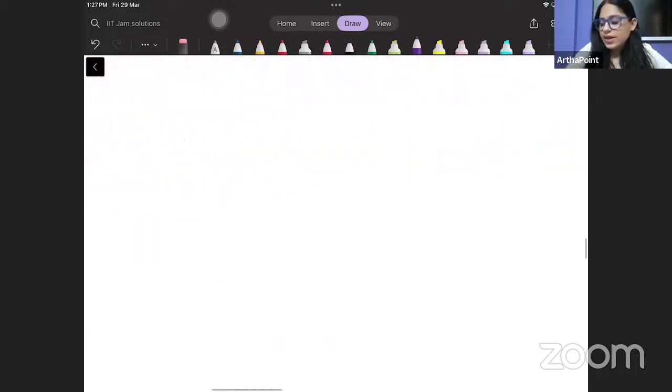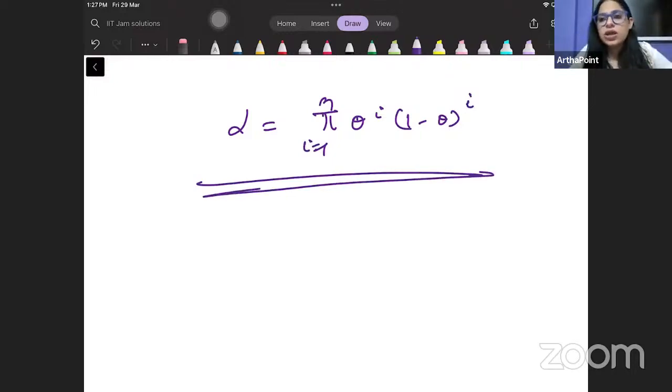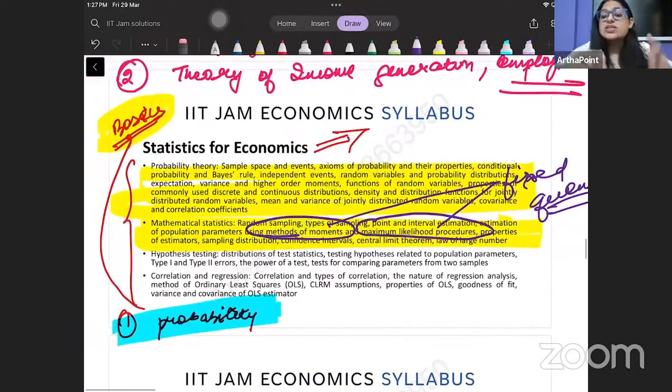So if I go ahead and give you some likelihood function, right? So I give you theta to the power I, 1 minus theta, I goes from 1 to n. If I give you some likelihood function and I ask you to find its maximum likelihood estimator, you should be able to go ahead and do that. So I will be talking about this as the second part.